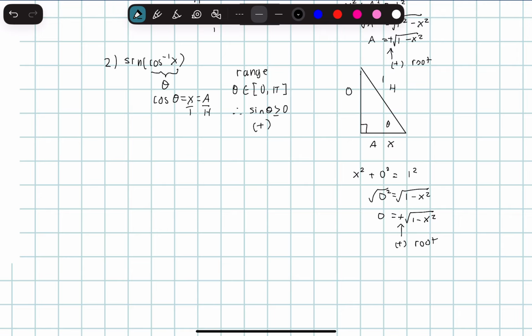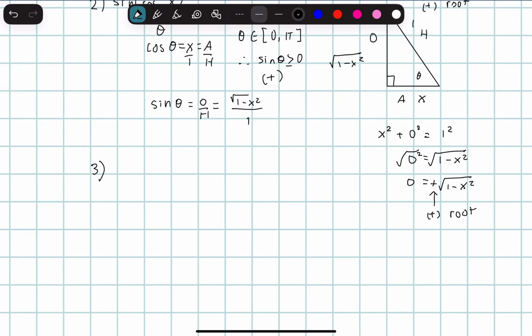So now, after this, we have to compute sine of theta, and sine of theta is the opposite over hypotenuse. Awesome. So the opposite side is going to be the square root of 1 minus x squared. So that's just the square root of 1 minus x squared again, and then the hypotenuse is just 1. So now we can just move on to the next question.